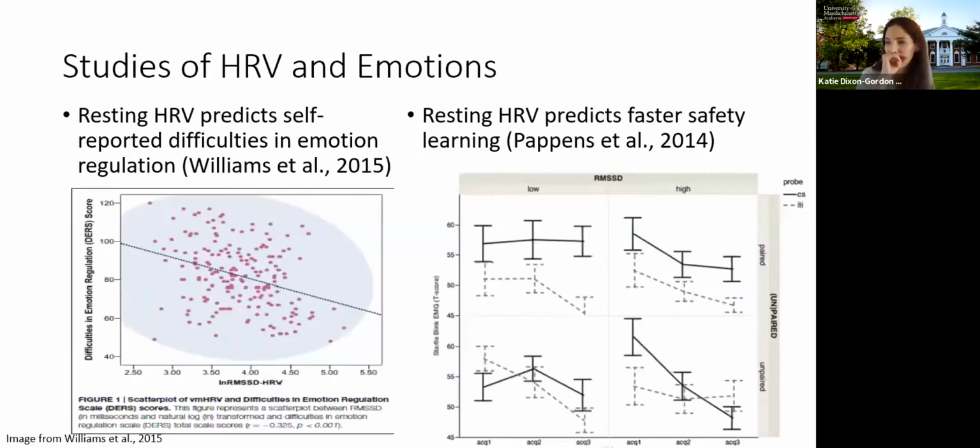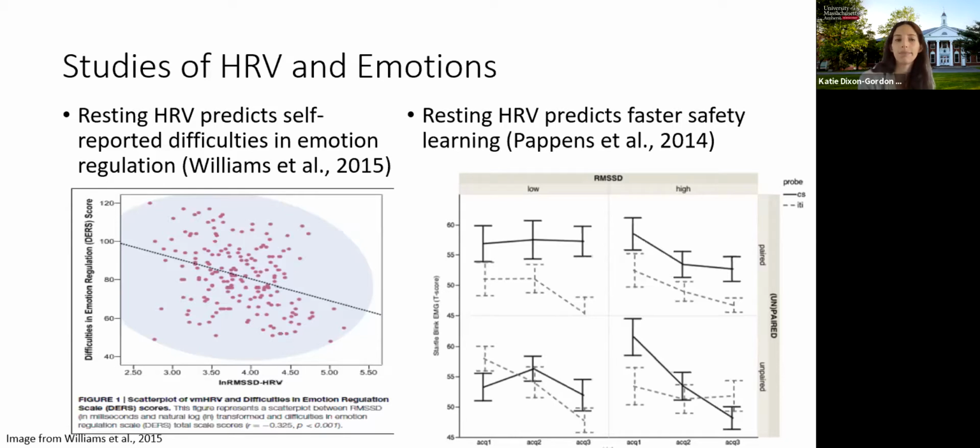Okay, so I actually have some data just to give you an example of what some of the correlations between these measures and self-reported measures of emotions might look like. One study looked at resting HRV and found that it was consistently associated with self-reported difficulties in emotion regulation on the Difficulties in Emotion Regulation Scale. So again, that's resting HRV, that tonic measure. And it predicts faster safety learning.